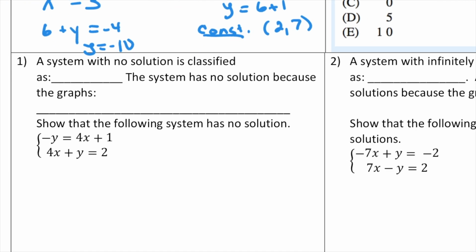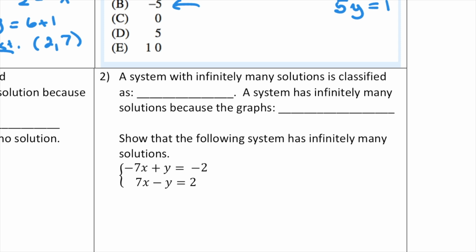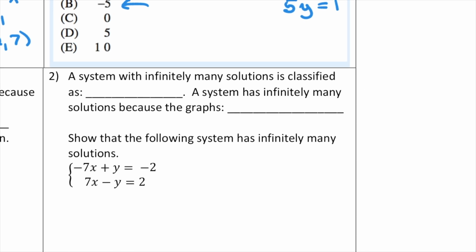So a system with no solution is classified as inconsistent. The system has no solution because the graphs are parallel. A system with infinitely many solutions is classified as dependent. A system with infinitely many solutions, because the graphs are on top of each other.